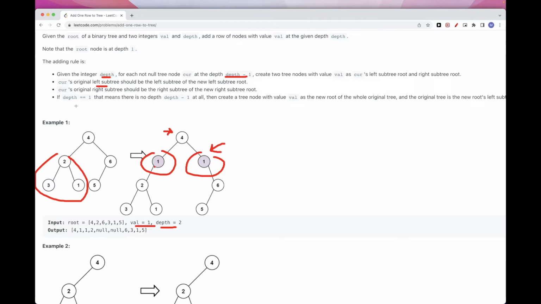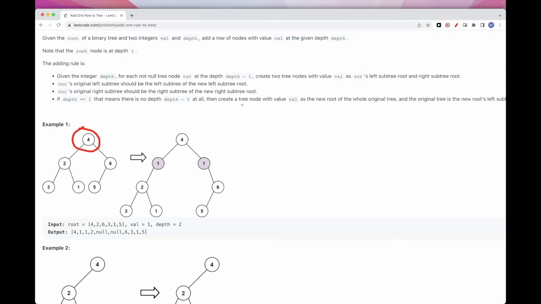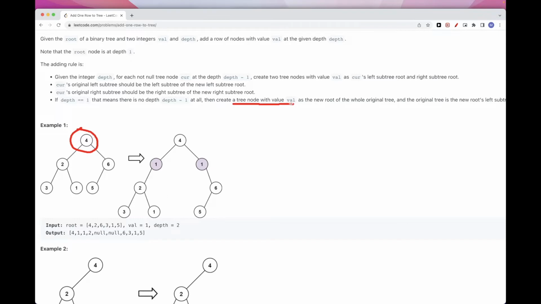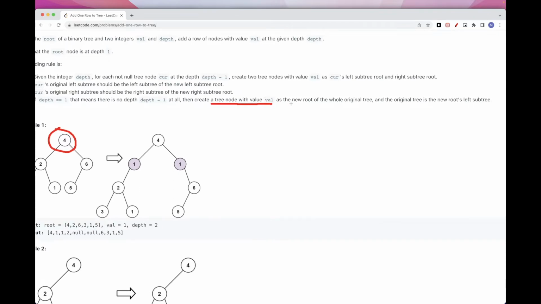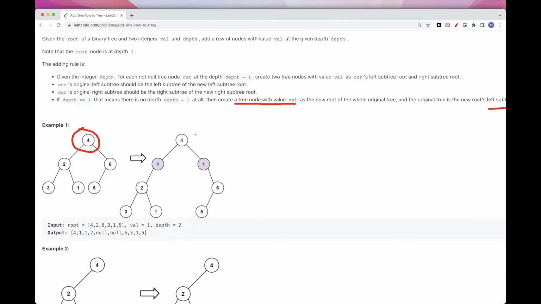And one caveat though is if depth equals 1, which means basically we are dealing with the root node, then we don't have a depth minus 1, right? We don't have a depth equal to 0. But what we want to happen is that we create a tree node with value val, so that would be the new root. And the original tree root would be the left subtree, right? So let's say here, for example, this was depth 1. So what we want to do then is make 1 the new root, and then make the existing tree its left subtree, and it will have no right subtree.